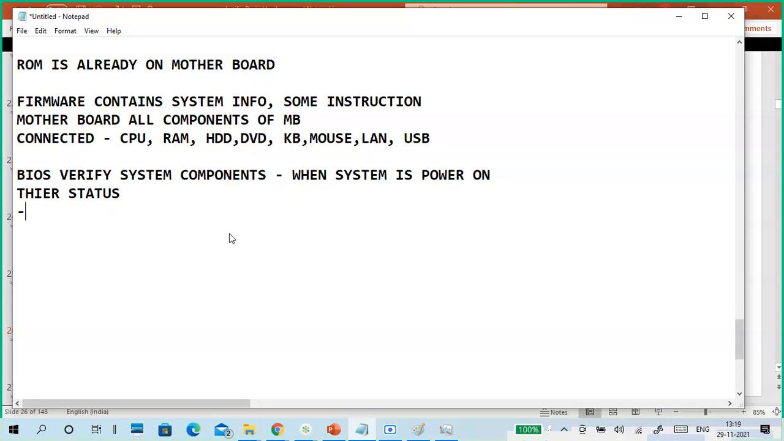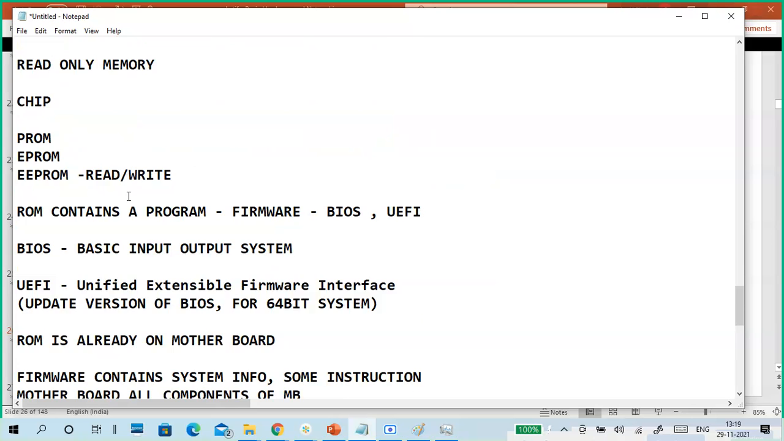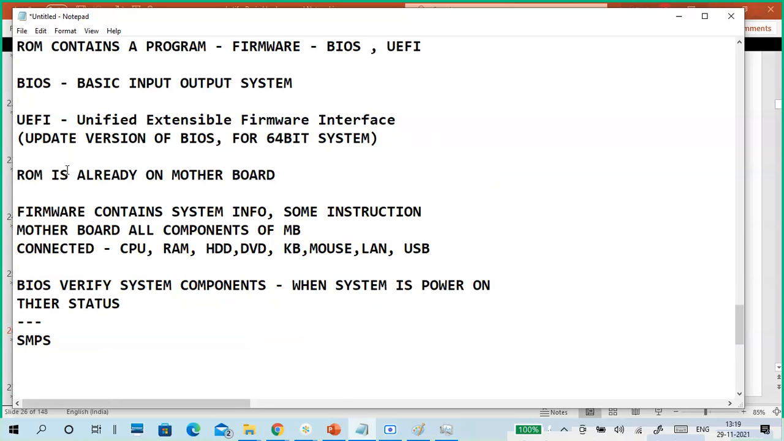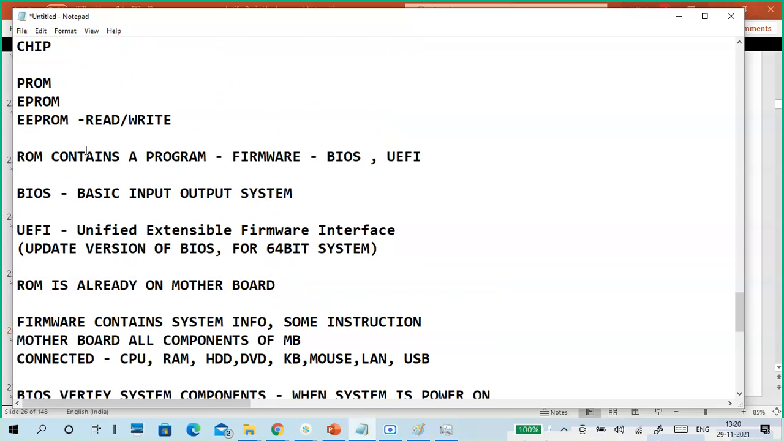Only a small part I will tell about some PS, then I will come back to this part. So this is about your BIOS and UEFI, both are the same. It is an updated version of BIOS, and mainly if you are purchasing any 64-bit, you can see this one. BIOS is an older one and UEFI is the new one, and there are some other features of UEFI also, but I'm not discussing those now.